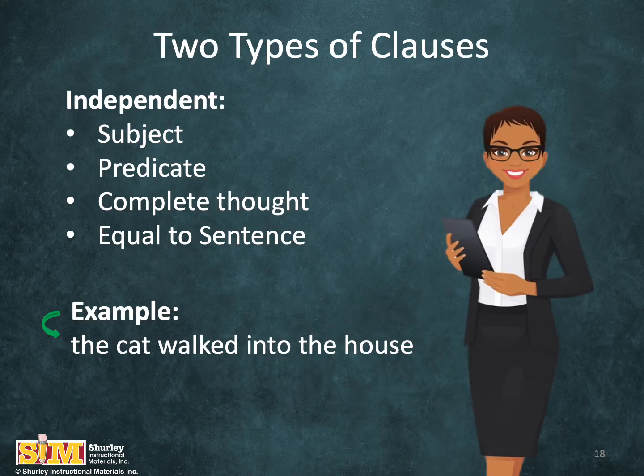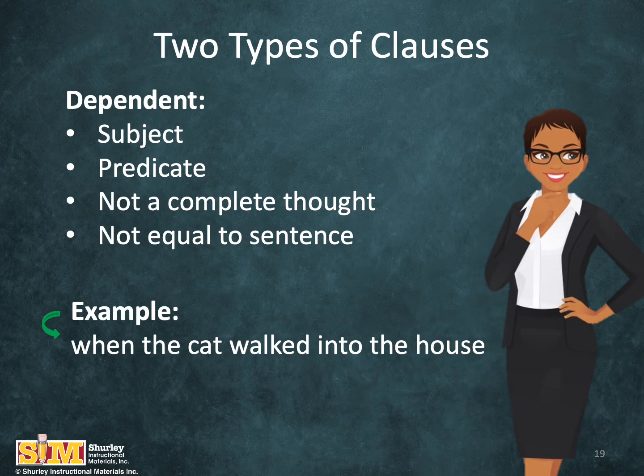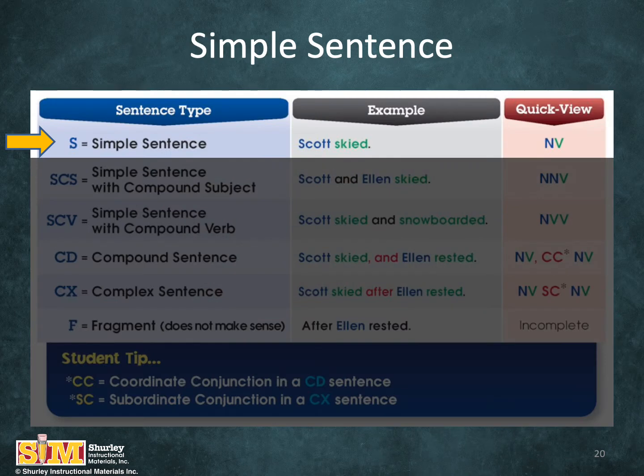An independent clause has a subject and a predicate, expresses a complete thought, and can stand alone as a sentence. Example, the cat walked into the house. A dependent clause has a subject and a predicate, but does not express a complete thought and cannot stand alone as a sentence. It depends on an independent clause in order for it to make sense. Example, when the cat walked into the house. An independent clause, or a simple sentence, makes complete sense with the subject noun and an intransitive or action verb. The clause just needs a capital letter and an end mark to become a sentence.